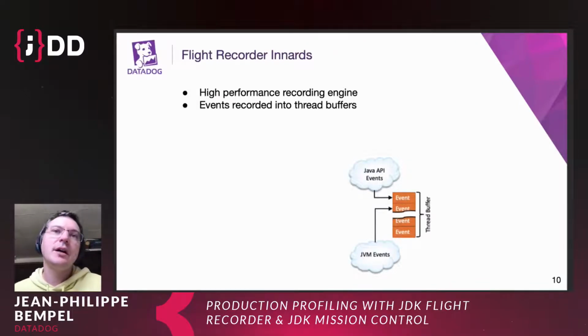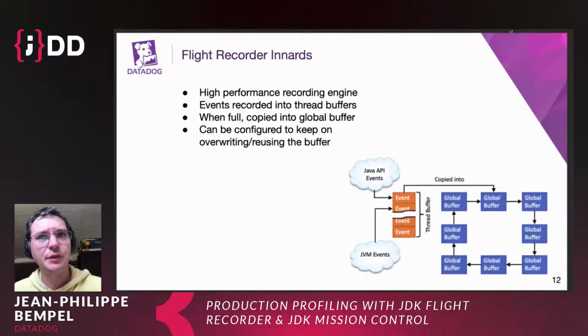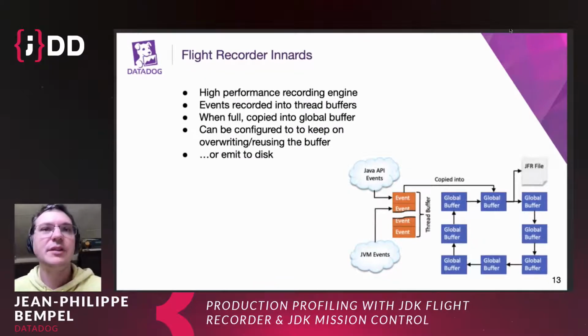Internally, JFR has a thread-local buffer into which most events are recorded. Once full, they get copied into a circular arrangement of global buffers. And depending on the configuration, these buffers can simply keep overwriting older data, and we can decide to dump them at some other time, or emit them to disk for further analysis on your local machine or in your observability system.